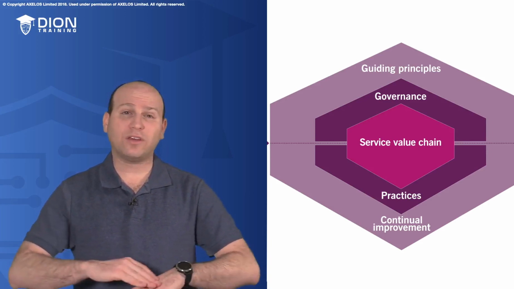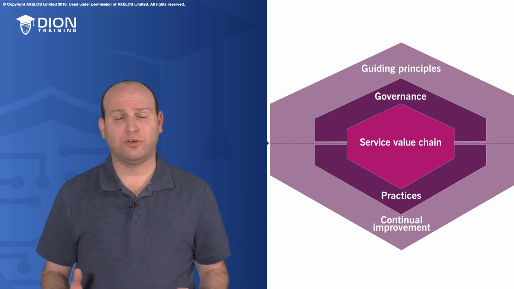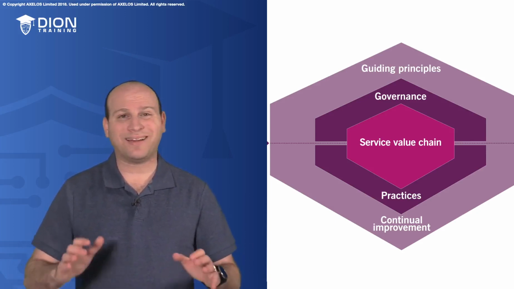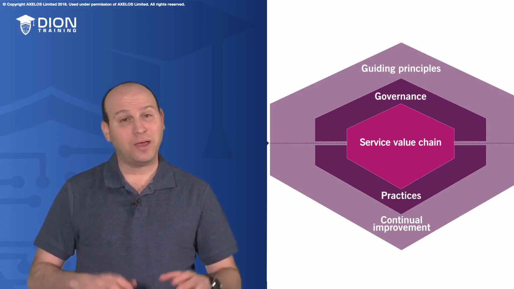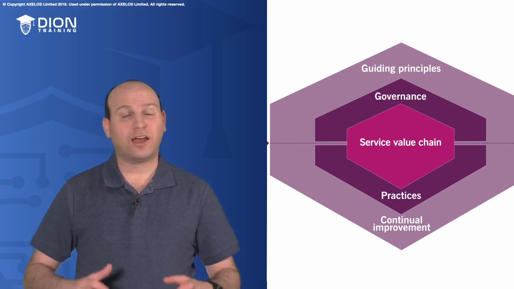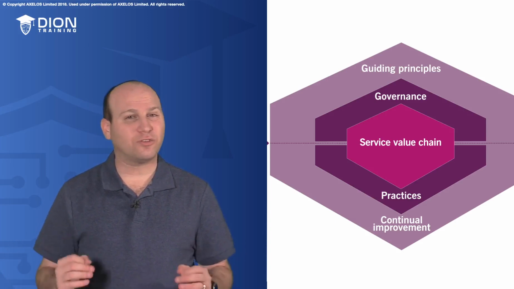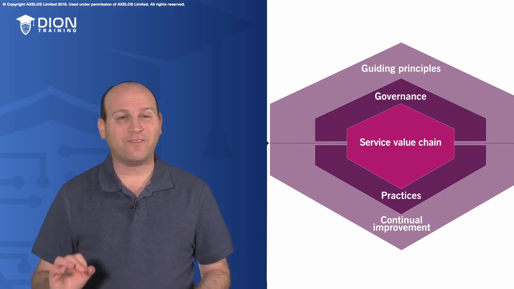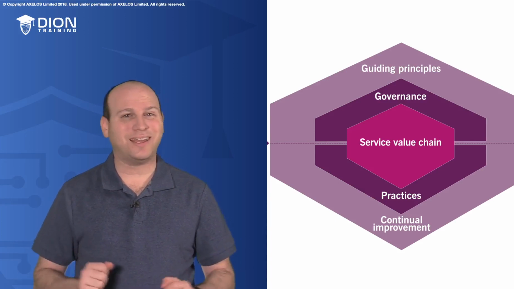We talked a little bit about governance before, and we're going to revisit that in this section. And then we have the guiding principles and continual improvement. And again, the guiding principles is a big concept, so we're going to spend an entire section on that as well. So before we go any further, I just want to say welcome to the service value system, and we're going to start focusing on opportunity and demand and value, those inputs and outputs, in the next lesson.